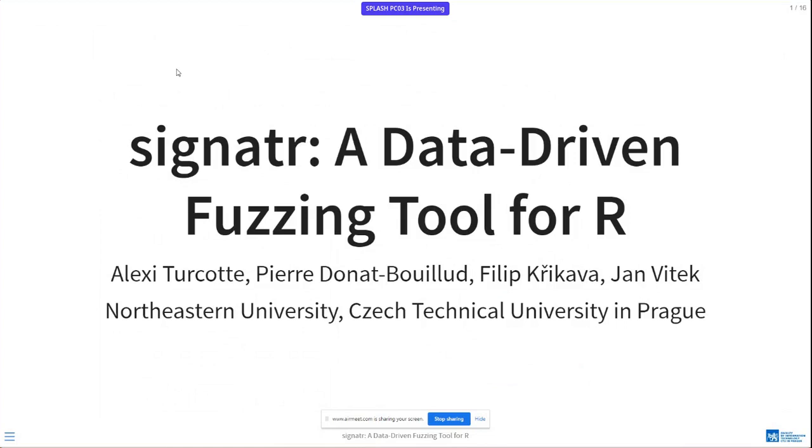Hello, everybody. So I'm Pierre Donat-Bouillud from Czech Technical University. It's a joint work with Northeastern University. I'm going to speak about a tool we've developed, signatr, a data-driven fuzzing tool for R.